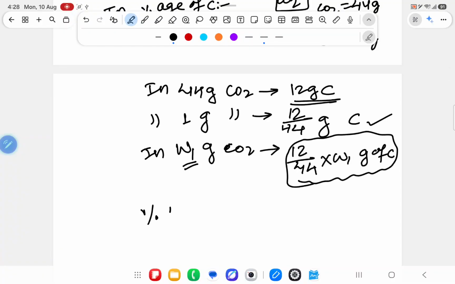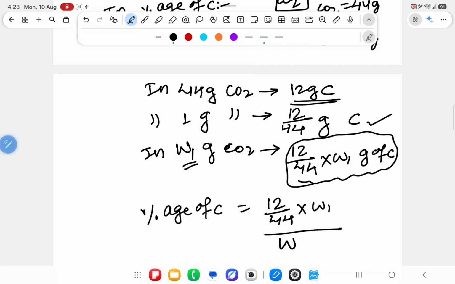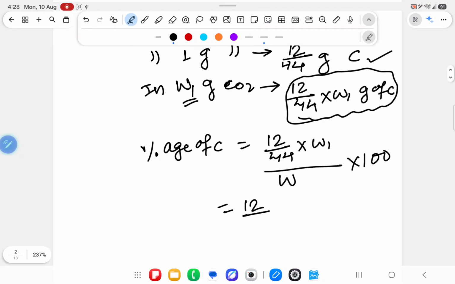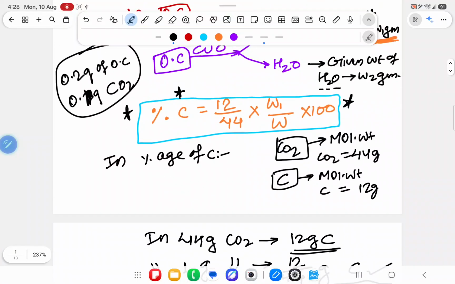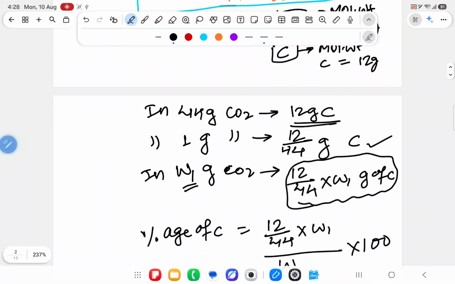We have to find the percentage of carbon. So what is the logic? You know that suppose you got 200 marks out of 500, you have to find the percentage. So what are you doing? 200 by 500 into 100. So this is the weight of carbon divided by the weight of organic compound into 100. If we arrange it properly, we can write 12 by 44 into W1 by W into 100. Same formula I have written over here.